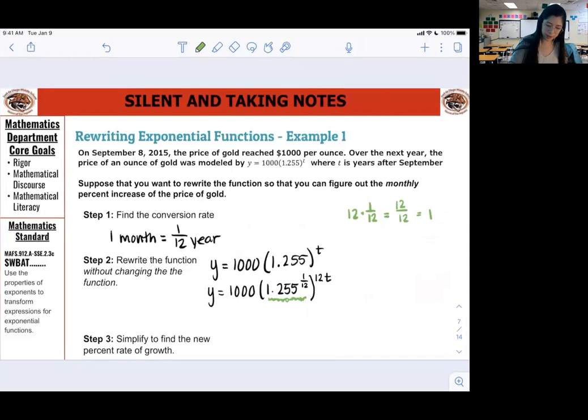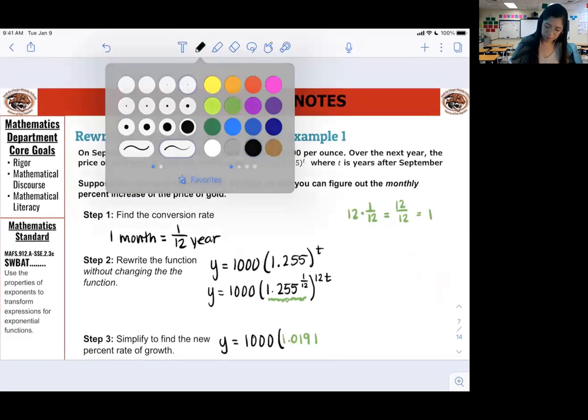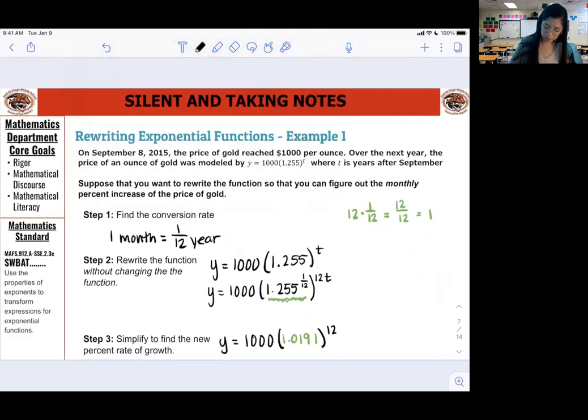So I'm going to rewrite this. Y equals 1,000 times 1.0191 to the power of 12t. So here's what's going on here. T is still t. I didn't change what that represents. So t still represents years. So I'm still going to plug in years. However, the number inside of the parentheses is my monthly rate.